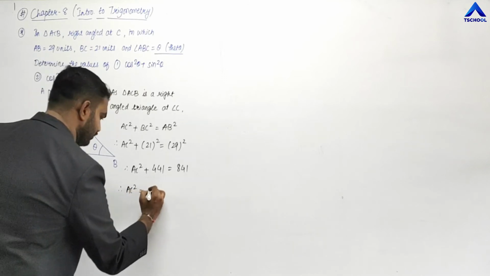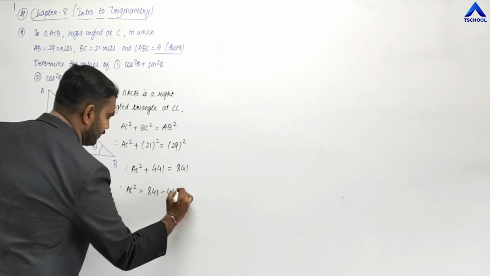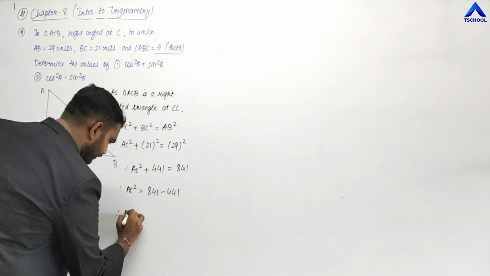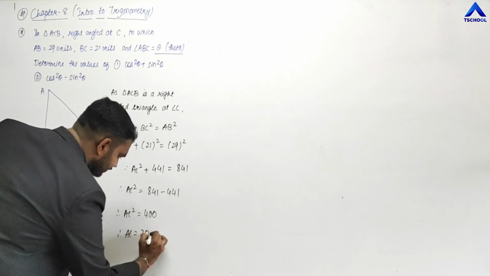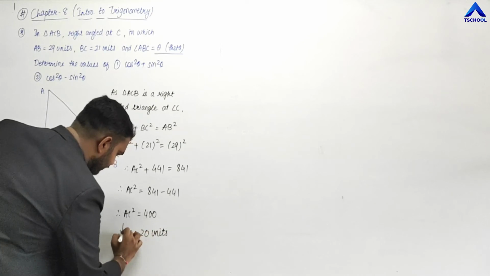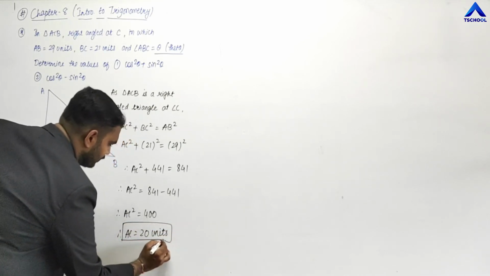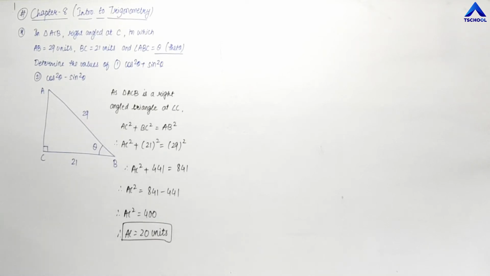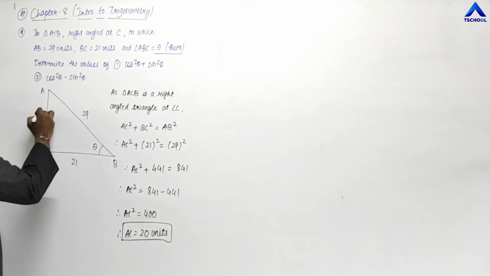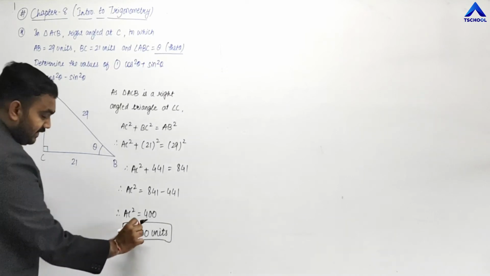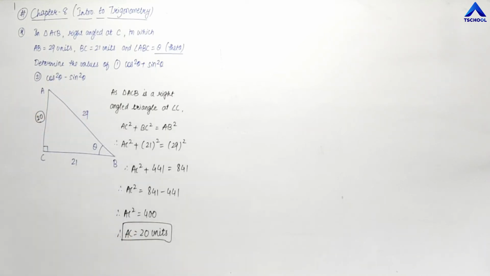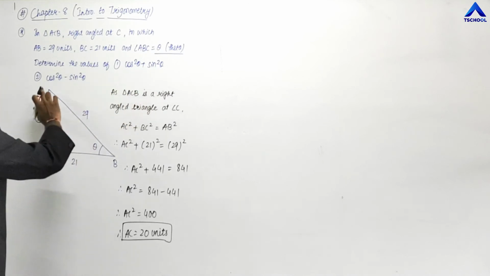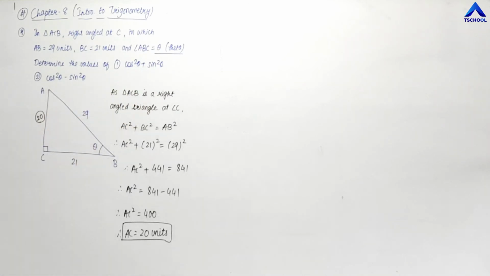Therefore, AC square equals 841 minus 441. Therefore, AC square equals 400, and hence AC equals 20 units. So we got AC equals 20 units here. That is our third required side that we didn't have here. AC equals 20 units. Now what do we require? We require cos theta and sin theta here in both the equations, right? And then we shall put them in the equations to find the values.